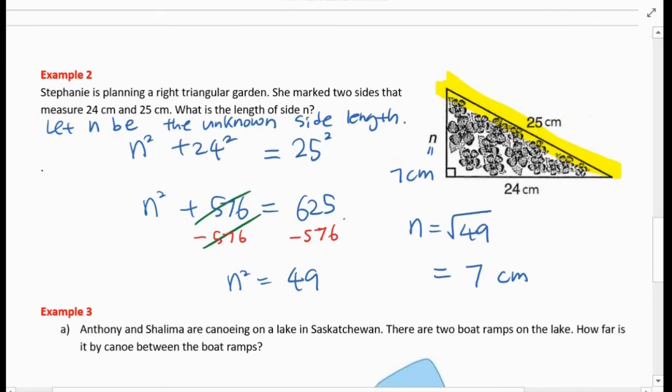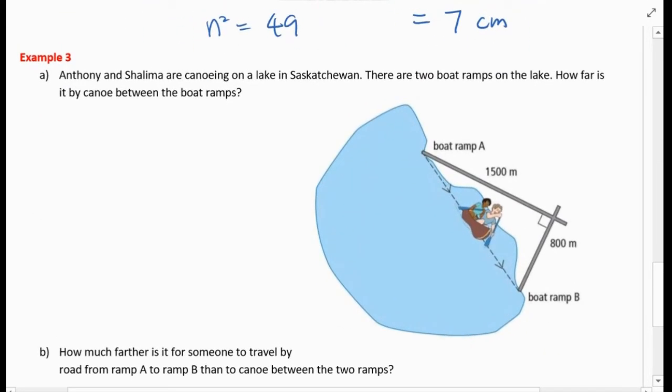Okay, let's move on. Anthony and Shalima are canoeing on a lake in Saskatchewan. There are two boat ramps on the lake here. So boat ramp A and boat ramp B. And how far is it by canoe between the boat ramps? Okay, so we know this is 1,500 meter and this is 800 meter. So we want to know the distance from the boat ramp A to boat ramp B.